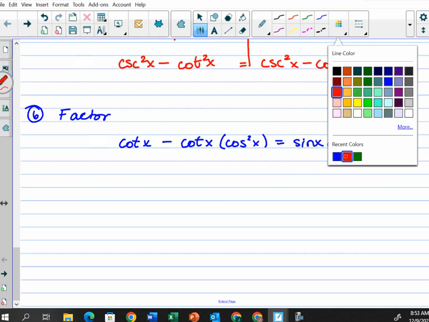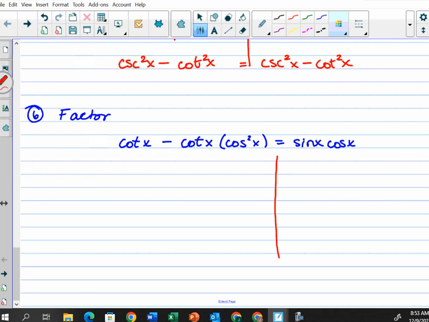Which side do you think we're working on? Good guess. And since I said factor, it makes sense to work on the side that you could actually factor something out of. What could I factor out of the left side? Cotangent of x. You would be left with 1 minus cosine squared x. Isn't that a thing? That's a thing, right?